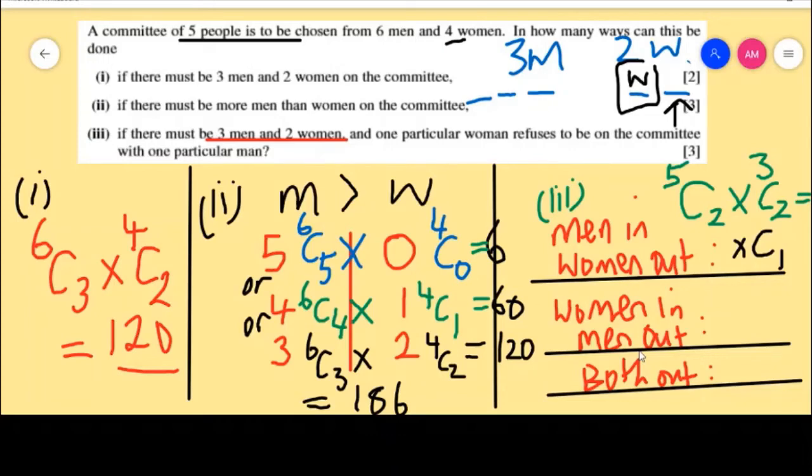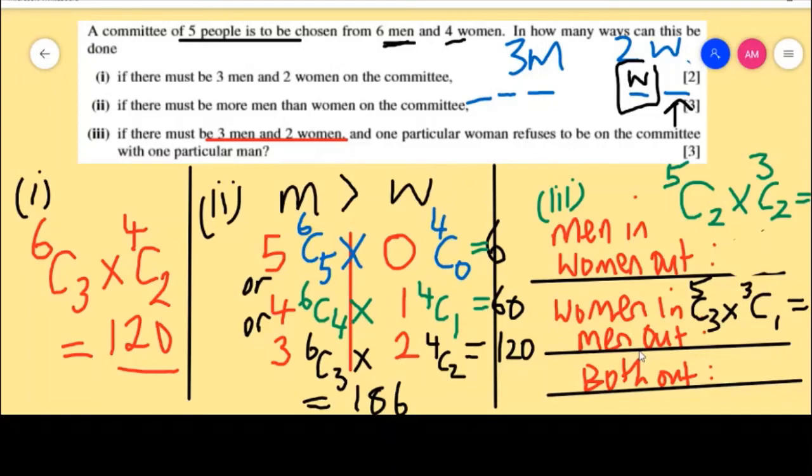Let me write it on the appropriate space here. So this is going to be choose 1, and we no longer have 4 women, we have 3 women. So 3, choose 1. Now the man is out, so I've got 5 men here. So 5 men, I'm going to choose all 3. So this is the second scenario here.